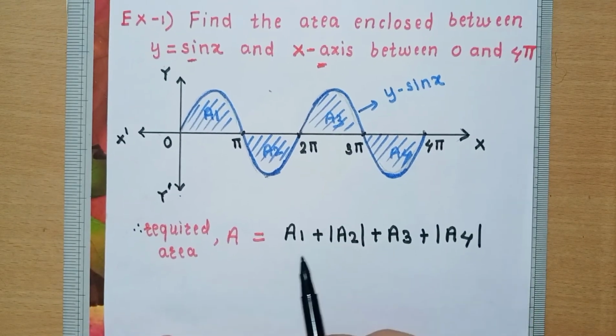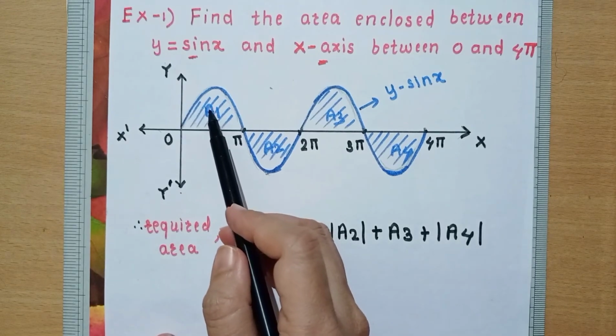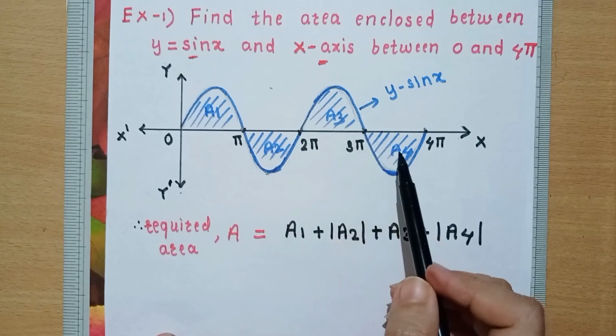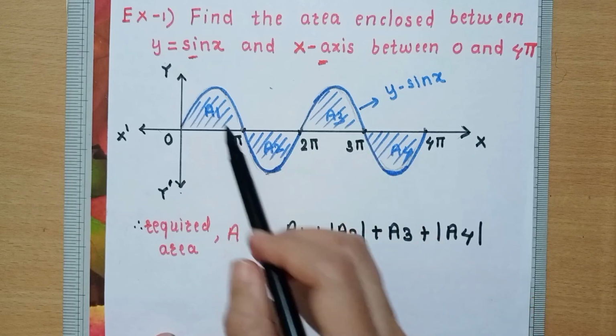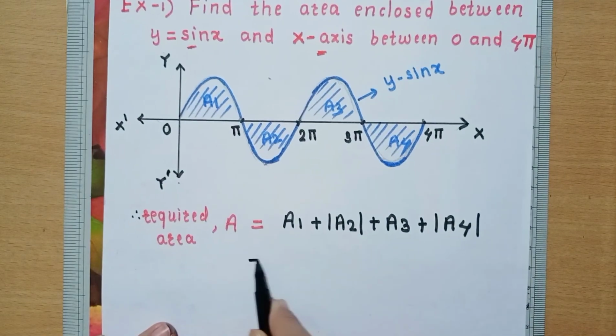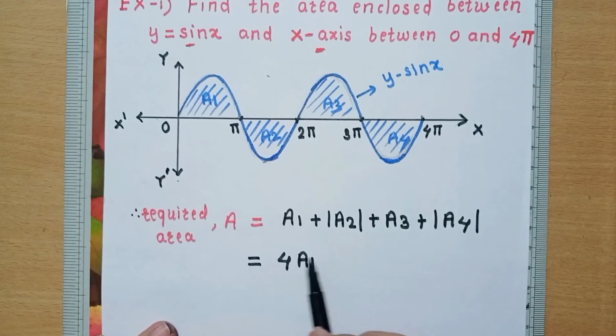Now we will find them separately, but check now, this area is the same as A2, the same as A3, the same as A4. That means these four areas are equal. So in short, we can write this as 4A1. That means we will find only the A1 area and multiply by 4.